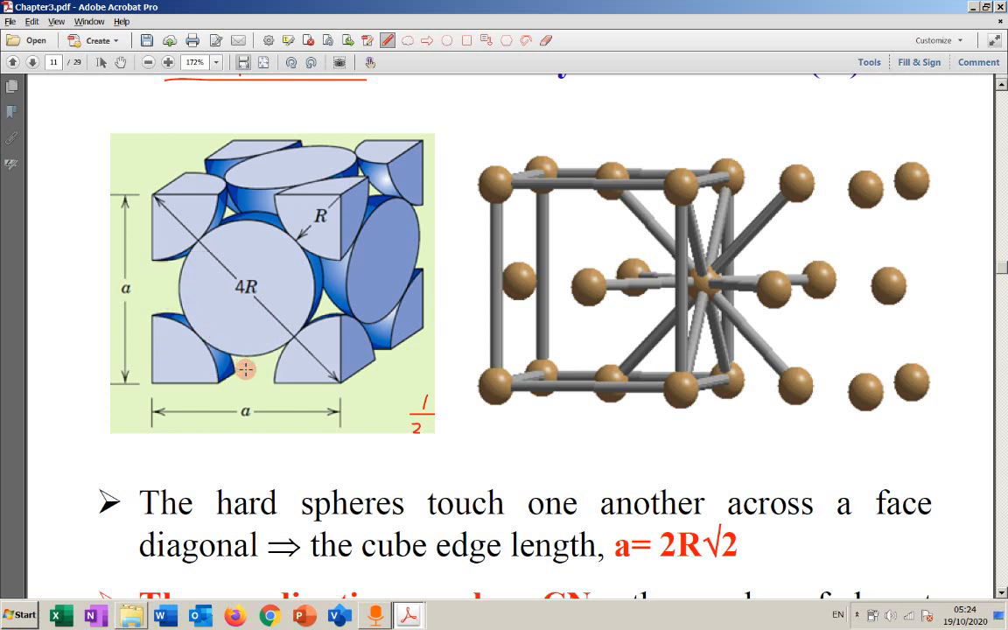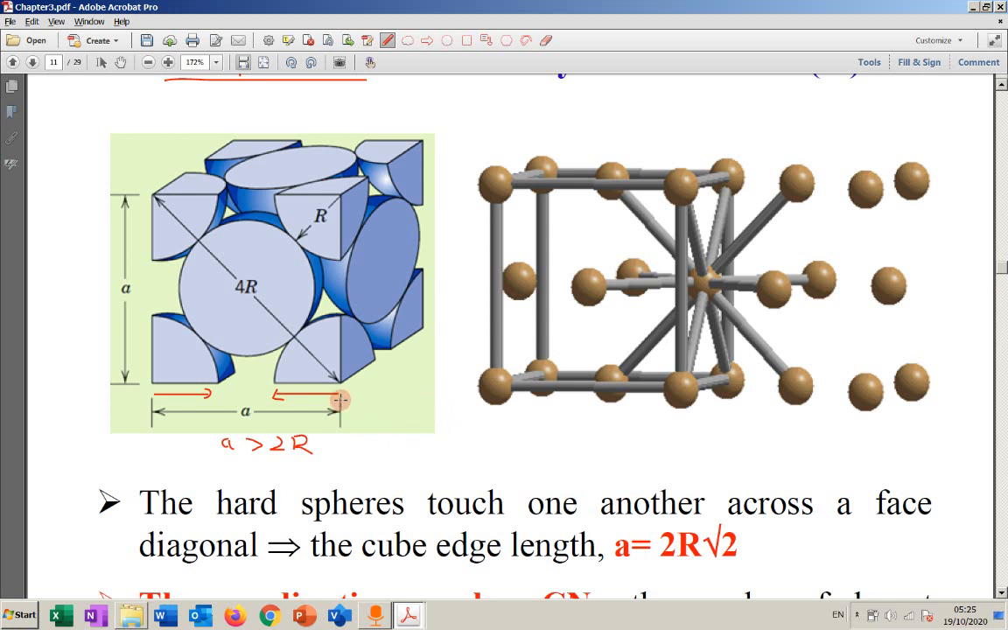I mean, the corners here, look at this one. This is R, this is R, but they're not touching each other. There is a space between them. So I cannot say a is equal to 2R. We know that a is greater than 2R, but it's not equal to 2R.